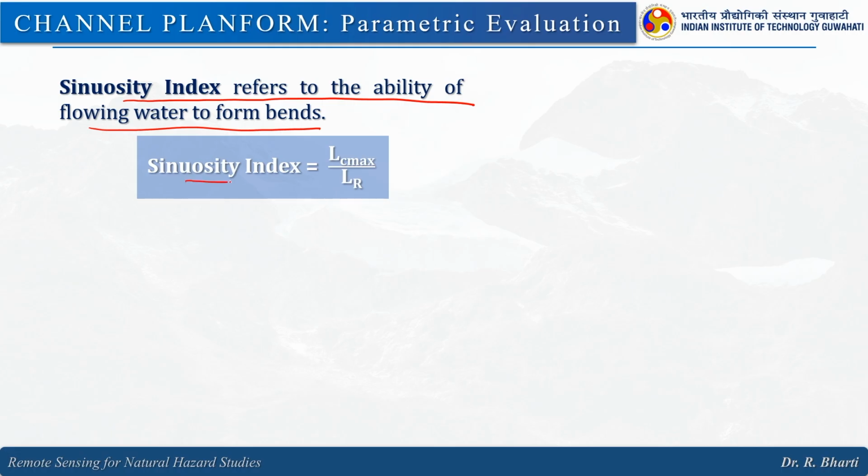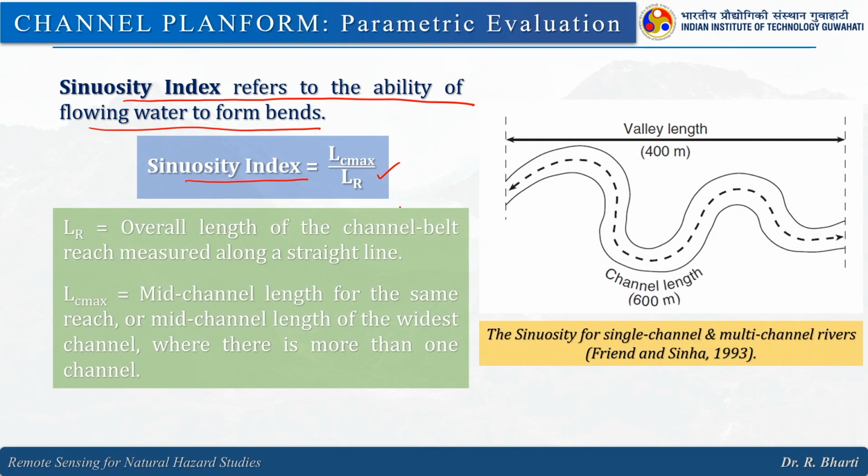So, the sinuosity index can be calculated using this, and here what we do is we try to take the channel length. So, let us say this is the main channel of this particular river. This distance is 600 meters, right, and the valley length, the straight distance between the starting and ending, is coming around 400 meters. So, this is what is used in this sinuosity index.